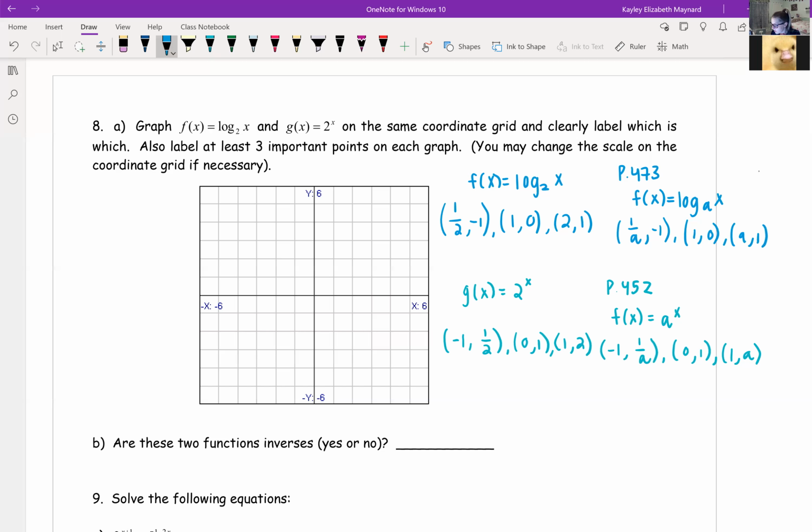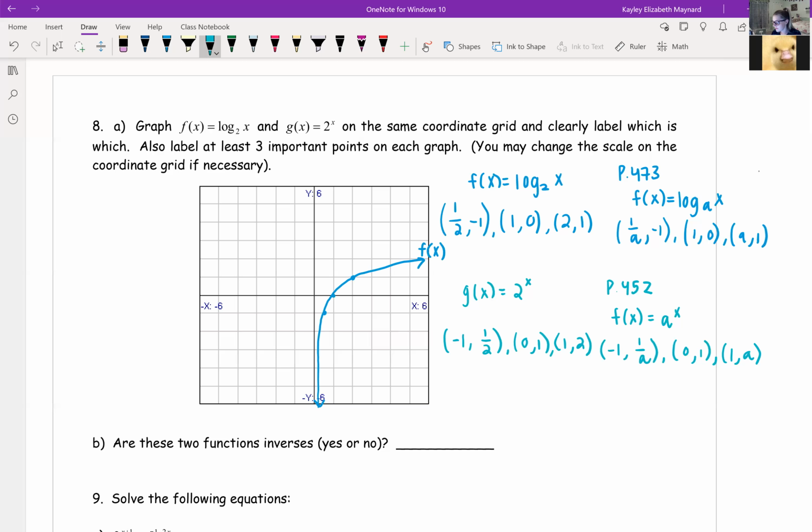So I know that my log has the point 1/2, -1. It is about there. I know that it has the point 1, 0, which is here. And I know that it has the point 2, 1, which is here. So I'm going to go ahead and do just a rough sketch of this. Okay, and this is the graph of f of x.